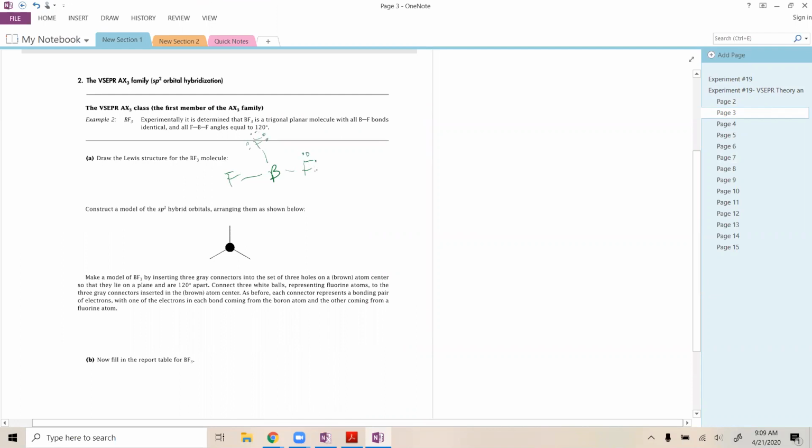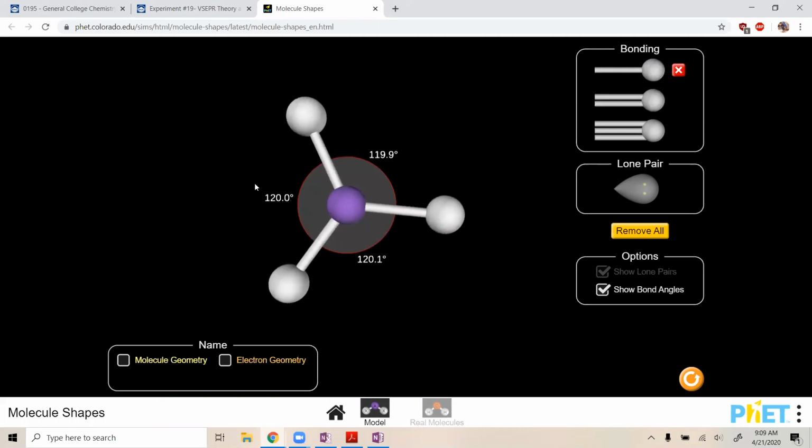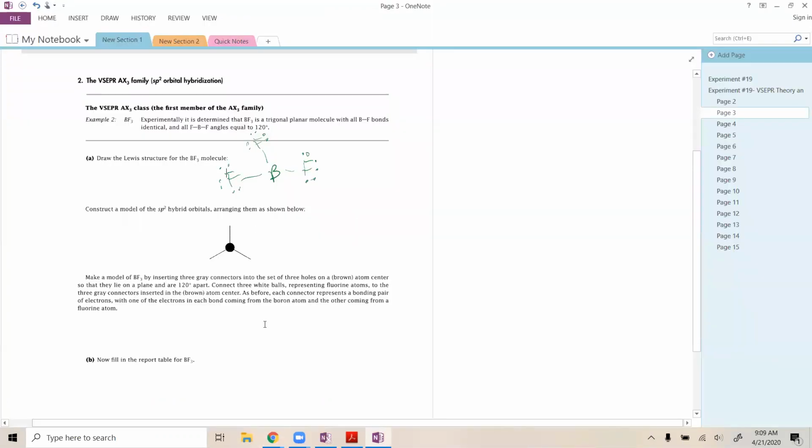This one's an incomplete octet as well. Okay. We go back to our model because it wants us to build that. So this becomes our boron. We add in our 3 fluorines, and you can see that they've spaced themselves out accordingly, 120 degrees apart between them. So it says go ahead and fill in the report form.